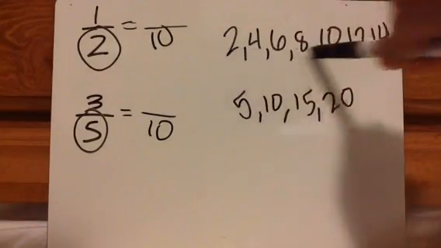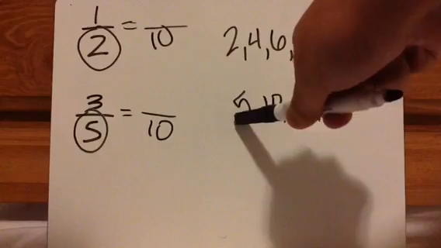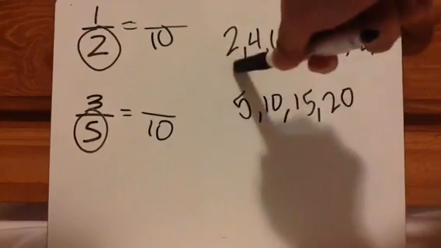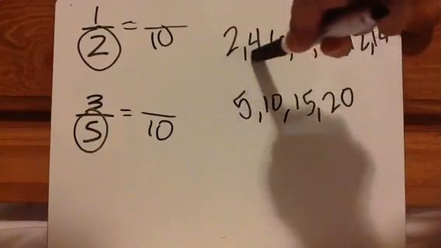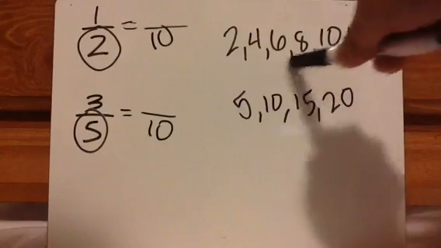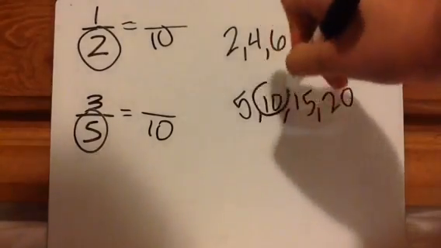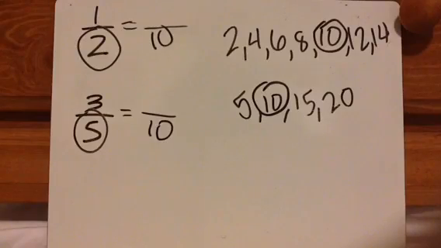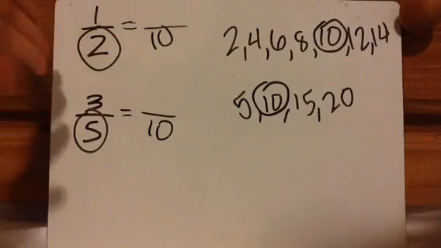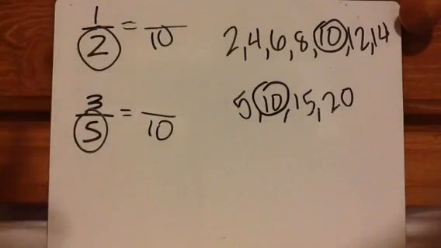So this doesn't have 5, but this one has 5. This doesn't have 2, but this has 2. 2, 4, 6, 8, 10. They both have 10 in common, which means I could take halves and cut them into tenths, and I could take fifths and cut them into tenths. That's all you're doing. You're just finding a multiple.